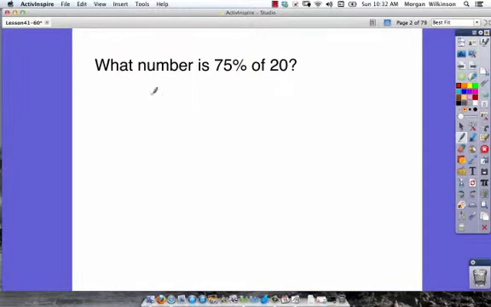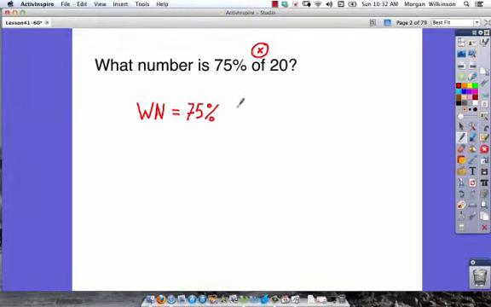Here we have, what number is 75% of 20? We've got a question here, and we want to write this as an algebraic phrase. So we're going to say, what number? We're going to call it n. Is means equal to, so what number is 75% of 20? And of always means to multiply when we see it in a question like this.